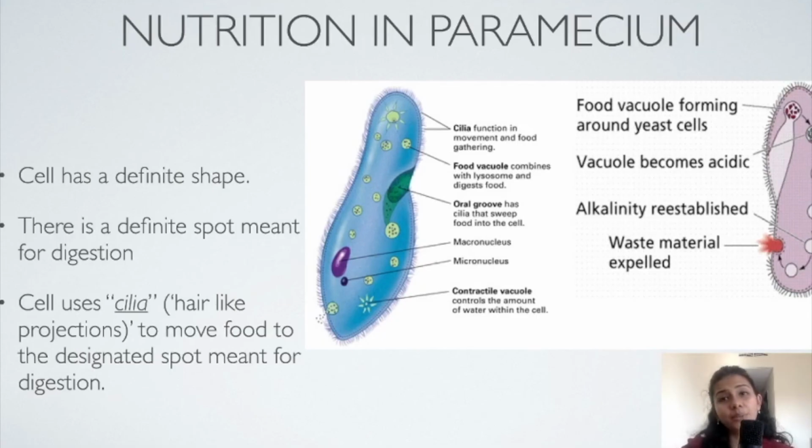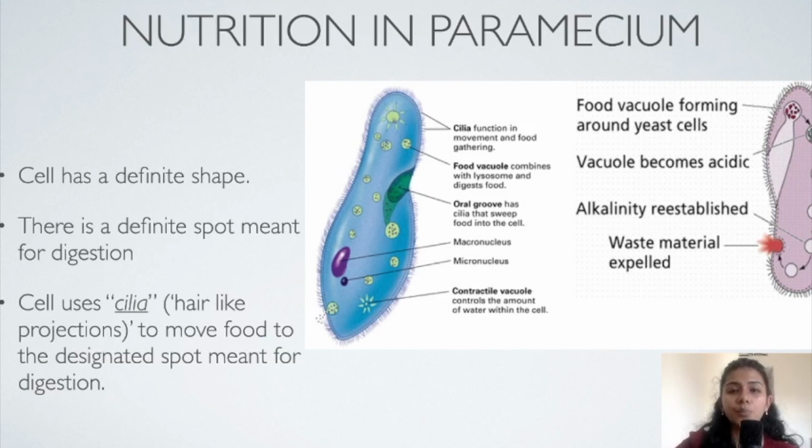So now that you have seen it in real time, I hope you can understand the diagram also now. You can just check it out once. On the right hand side, you can actually see the whole process. They have labeled it very nicely. So inside the oral groove, the cilia brush the food into one corner, and a food vacuole is pinched off once it's full, and then moves around. Digestion takes place, and finally the waste material is expelled through the cell membrane.